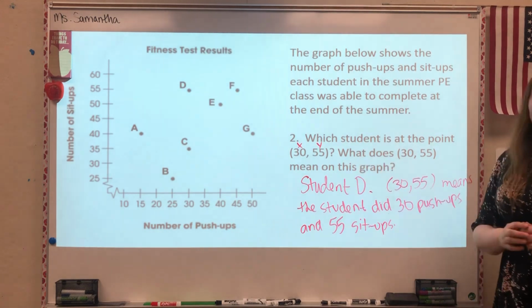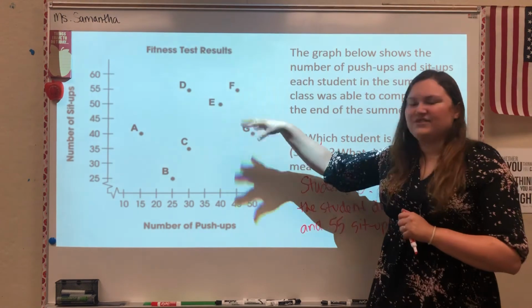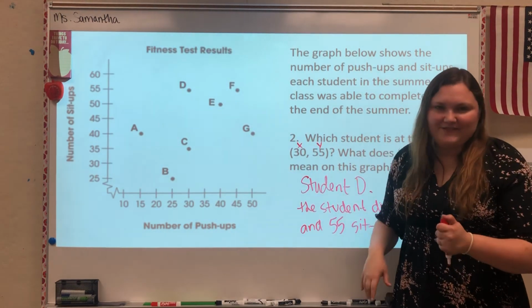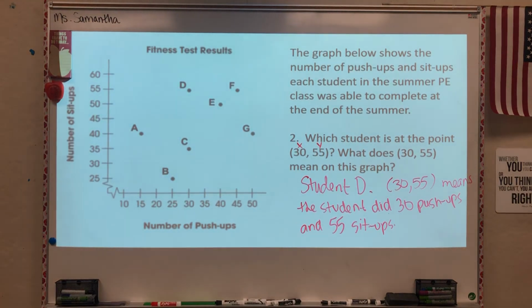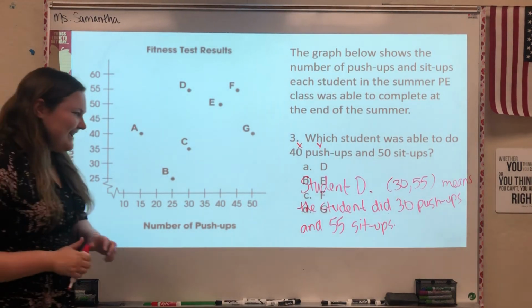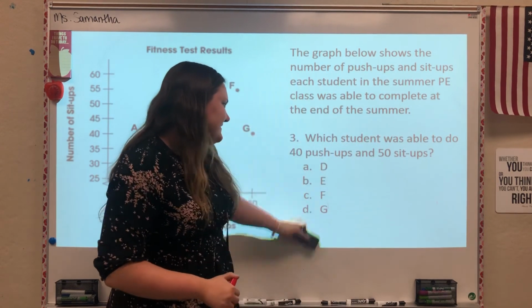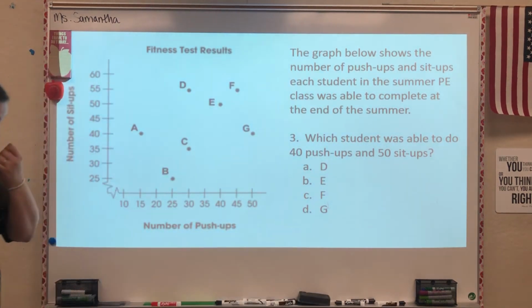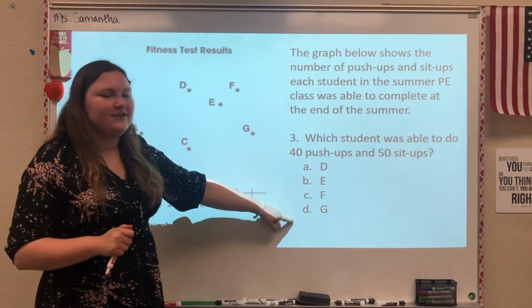I'm asking you to tell me what something means though, it's checking to make sure you could do more than just find the point. You actually understand what the graph is saying. There is one last question. The last part asks us which student was able to do 40 push-ups and 50 sit-ups. And there are 4 options here. Go ahead and try this one.